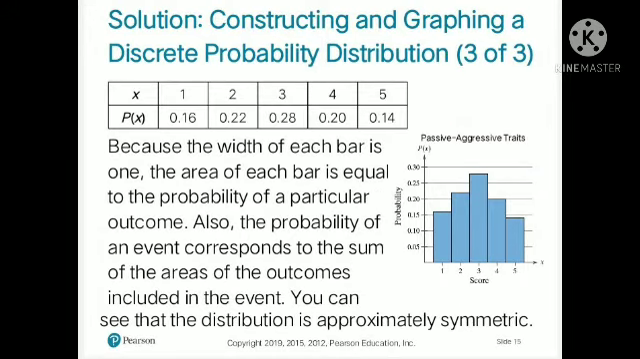Because the width of each bar is 1, the area of each bar is equal to the probability of a particular outcome. Also, the probability of an event corresponds to the sum of the areas of the outcomes included in the event. You can see that the distribution is approximately symmetric.